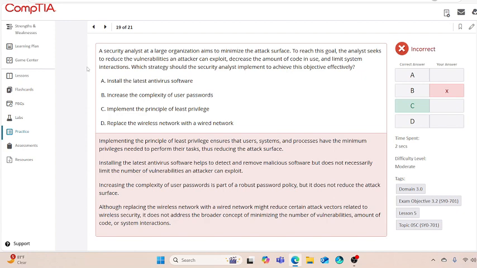Implement the principle of least privilege. Implementing the principle of least privilege ensures that users, systems, and processes have the minimum privileges needed to perform their tasks, thus reducing the attack surface.